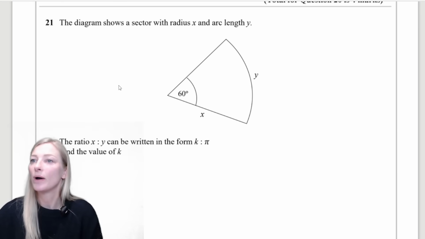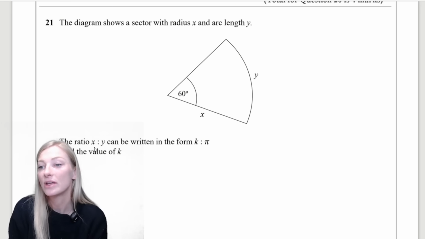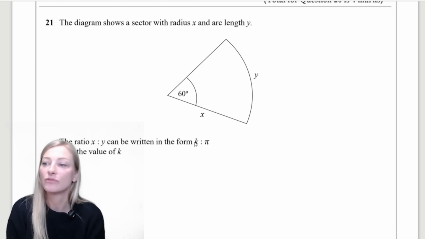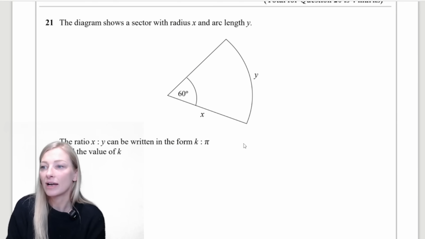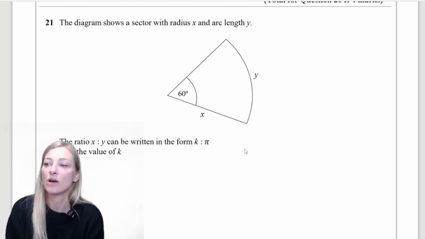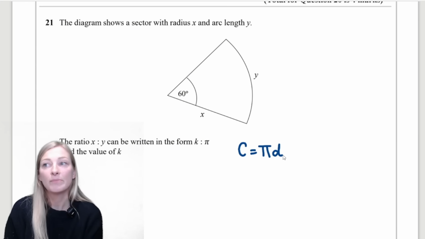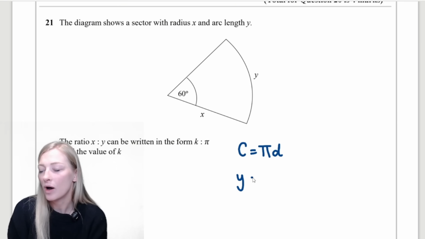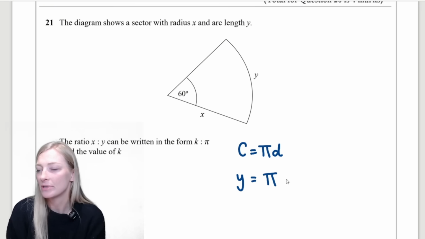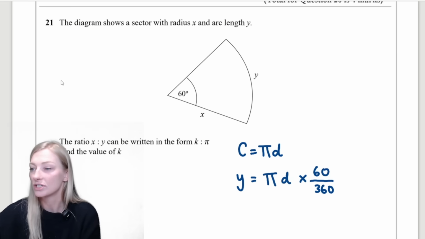Question number 21. The diagram shows a sector with radius x and arc length y. The ratio x to y can be written in the form k to pi. Find the value of k. So y is the arc length. Let's think about how we would work out the arc length. The circumference of a circle is pi times diameter, but I don't want the whole circumference here. I want to get y, and to get y, we would do pi times the diameter, but we would multiply it by 60 out of 360 because I only want that fraction of the circumference.